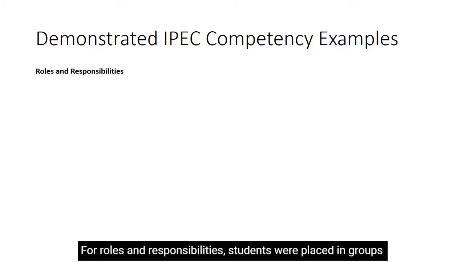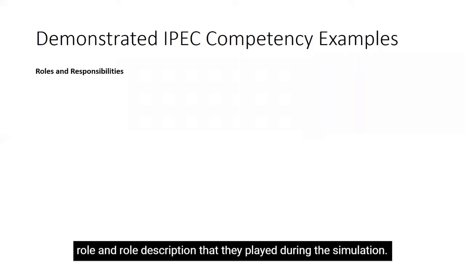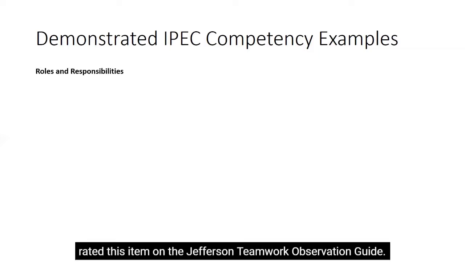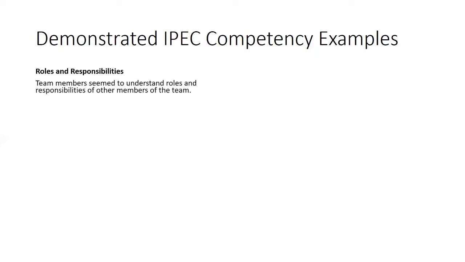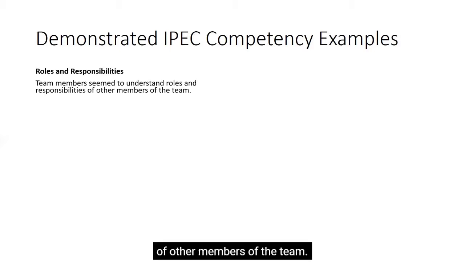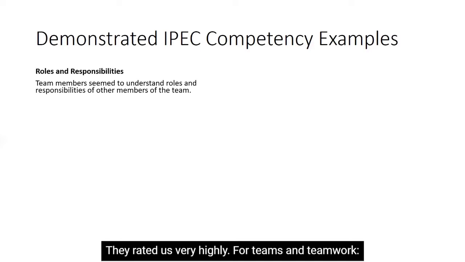For roles and responsibilities, students were placed in groups of 4 to 5, and each student in the group was given a unique role and role description that they played during the simulation. By the end of the simulation, they realized how important each role was in order to make a written plan together. They rated this item on the Jefferson Teamwork Observation Guide, team members seemed to understand roles and responsibilities of other members of the team, very highly.